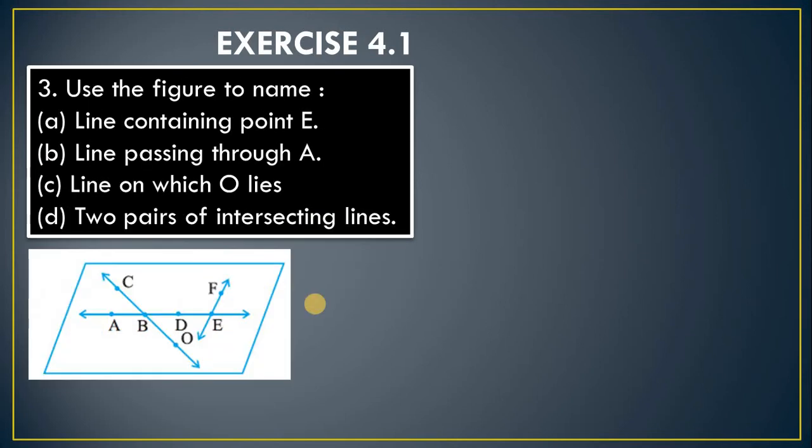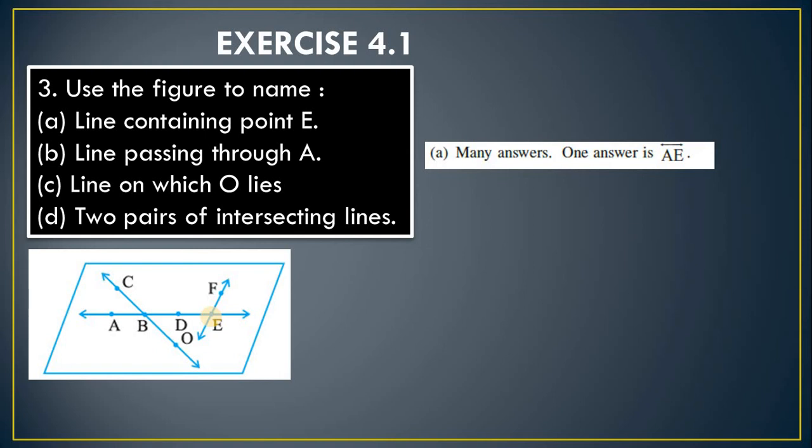Third question, use the figure, line containing point E. So you have to pick a line which will contain E. Okay, so AE is a simple answer, that line which contains the point E. So here many answers are there. One answer is AE. One more answer we can say here, B is also there, D is also there, because that particular line contains the point E. Then the line passing through A. Line passing through A means AD is passing, AB is passing, AE is passing. So these are the answers.